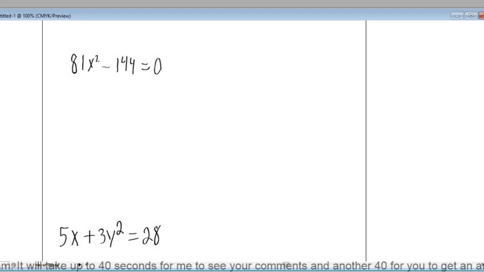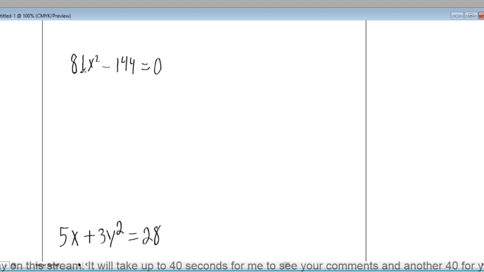If we look at this side here, 81 x squared minus 144, this is a difference of squares. Remember that our difference of squares thing that we've talked about in the past always comes out to conjugate binomials. And again, we know that this is a difference of squares because everything here is a perfect square. 81 is a perfect square of 9, x squared is a perfect square of x, 144 is a perfect square of 12. And there's a difference between them represented by this minus sign.